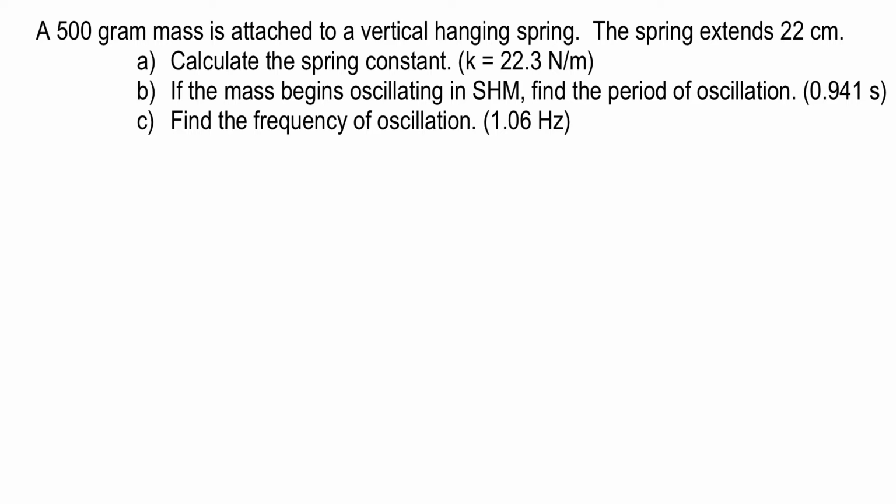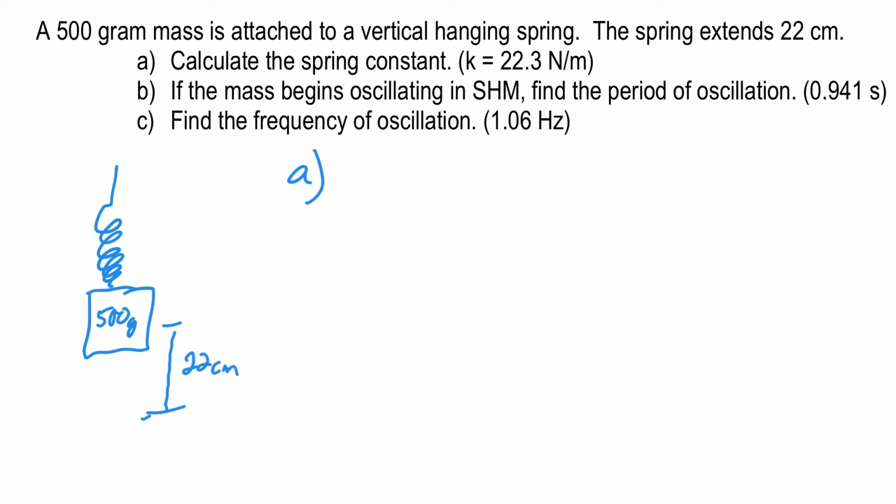All right, let's look at this question. We are going to have a spring here, and we're going to hang a mass from the spring. We're going to hang a 500 gram mass. When we do that, the spring's going to extend here a certain distance, in this case 22 centimeters. And then we're going to calculate a few things. So for example, let's find the spring constant.